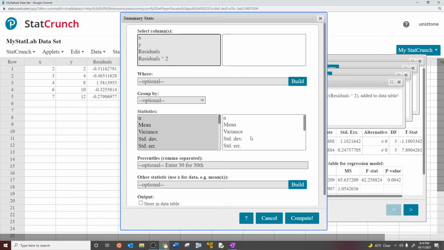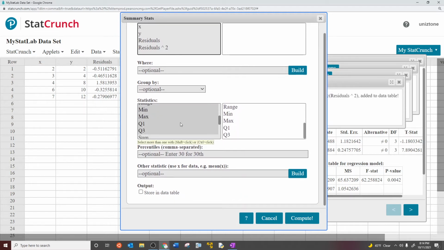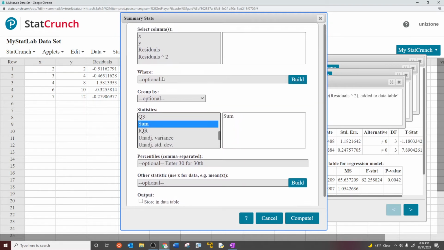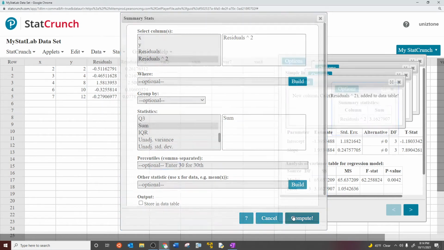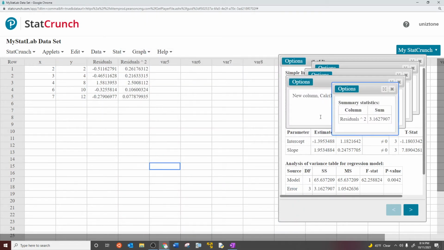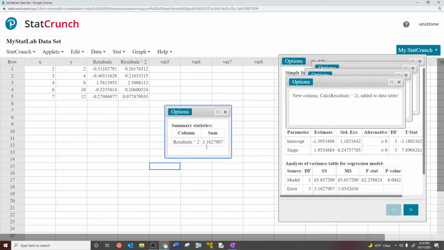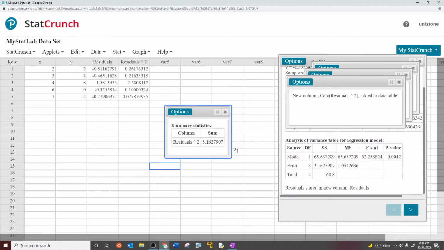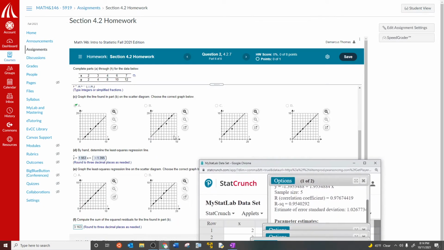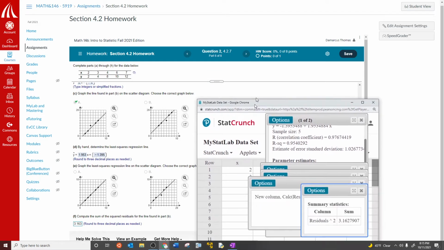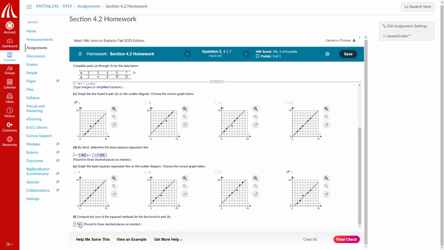I mean, at this point we can calculate the sum pretty easily just by grouping R2. Hit compute. And the sum of the residuals is 3.1627, but that's what I put in earlier. 3.163. Oh, did I not round? 3.162. Let's just do that.